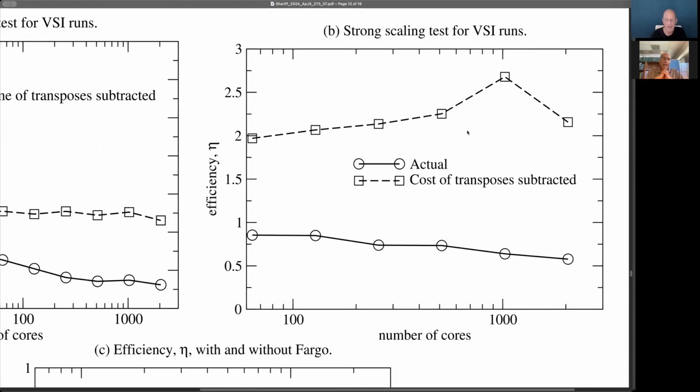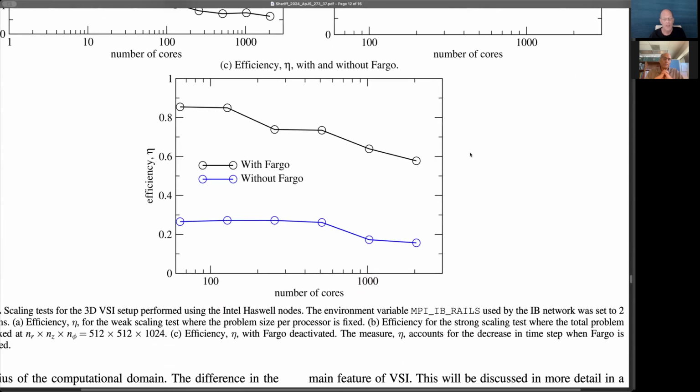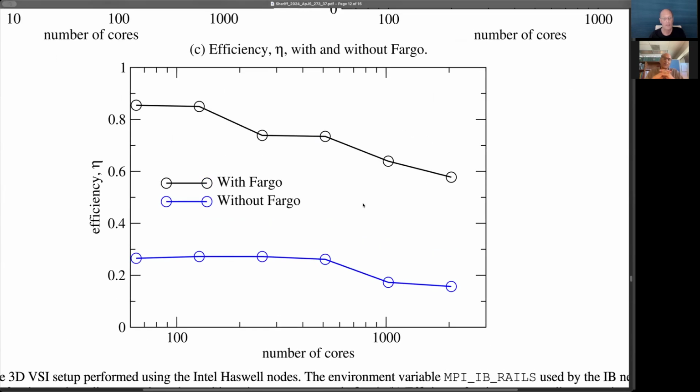Very good. And then the figure C, with and without, shows the efficiency gain that you get from Fargo. So I mentioned that Fargo has these two additional things you have to do. Namely, you have the chain rule terms that you have to evaluate for every derivative. And then you have to do the shifting using FFT. Yes. But you can use a larger time step. Right. And so this plots the efficiency, taking into account the increased time step that you're able to use.